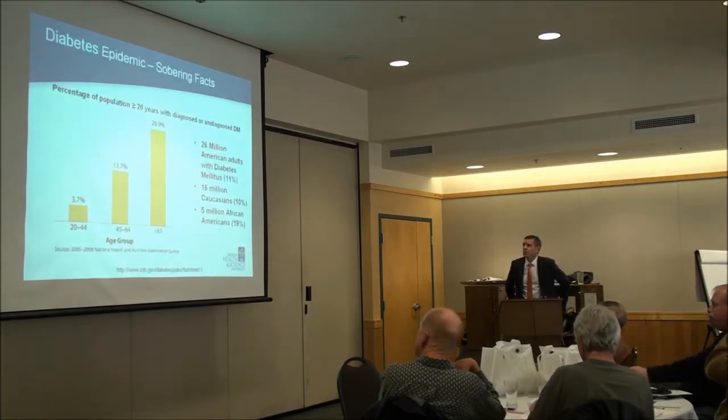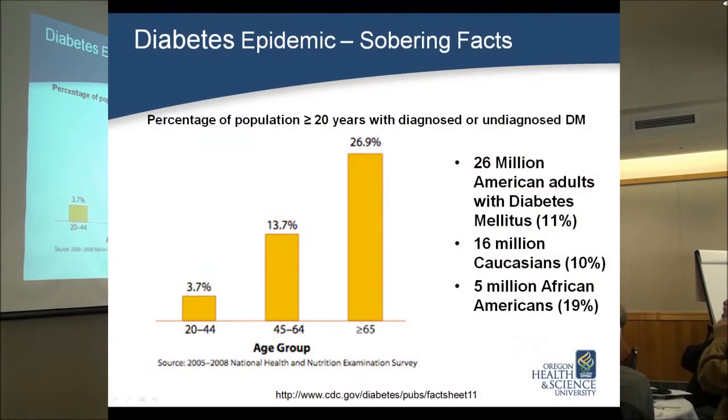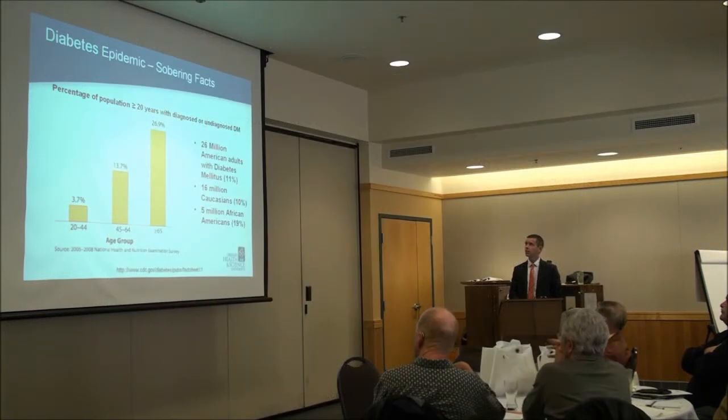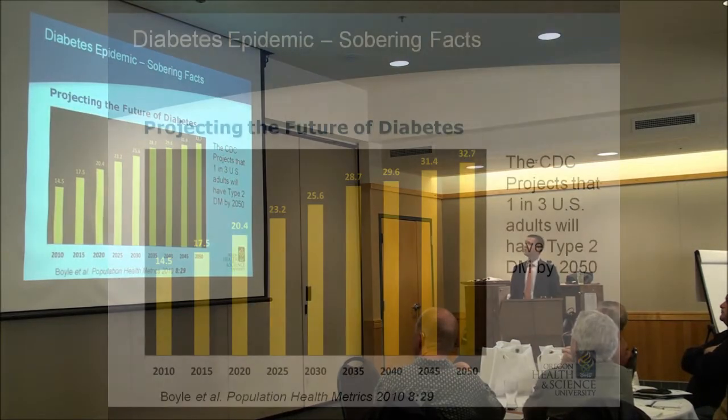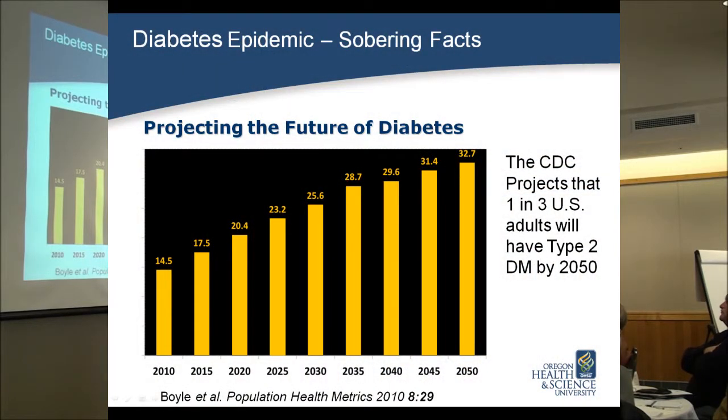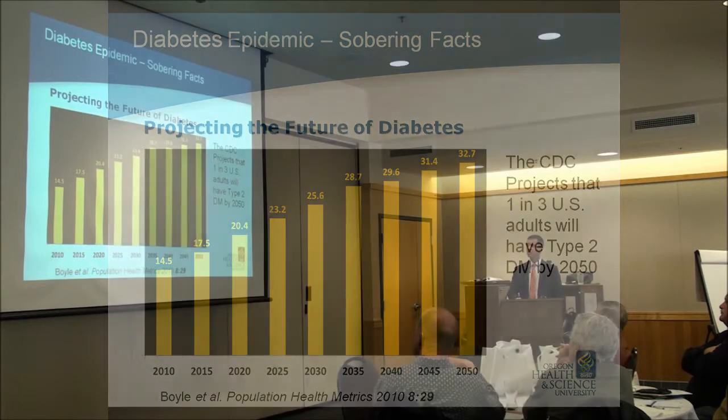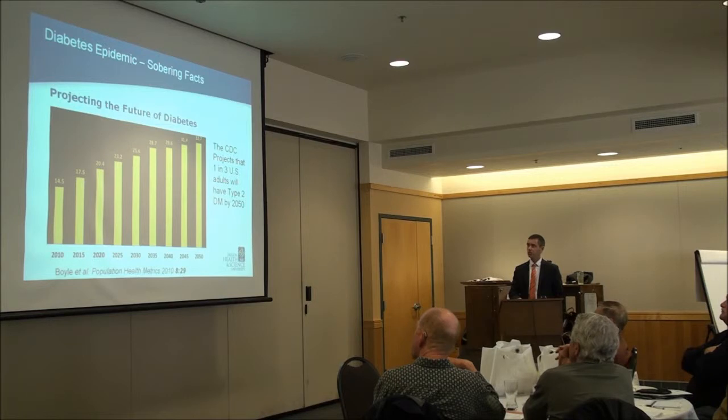So, this is a major problem in America. 26 million Americans are diagnosed with diabetes, 10% of Caucasians, up to 20% of African Americans, and the prevalence increases across age groups. The projections are that 1 in 3 people by 2050 will have diabetes. We're already at 1 in 3 people who are obese, and 60% of the population is overweight to obese in America. So these are pretty staggering issues that we're facing.